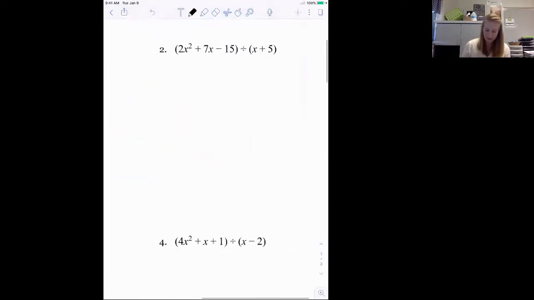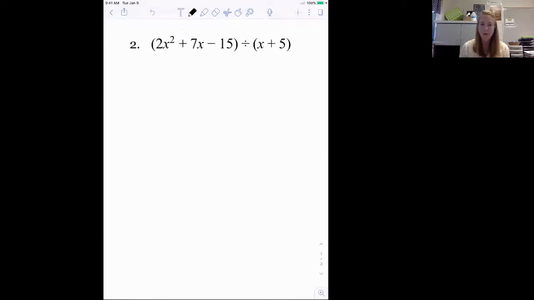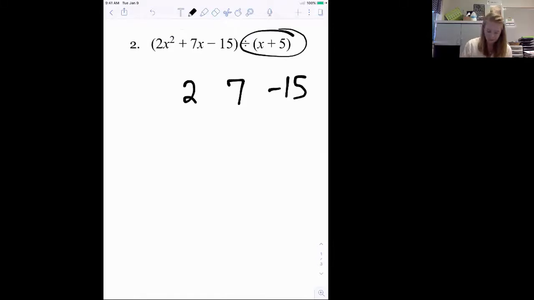Okay, let's try it again. Here's another example. 2x squared plus 7x minus 15. I'm going to take my coefficients. Notice that there's a -15 right there. That negative has to stay with the 15. I'm going to take this and set it equal to 0. That gives me a -5 in my box.